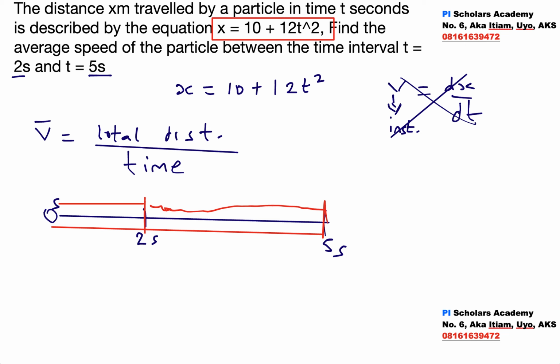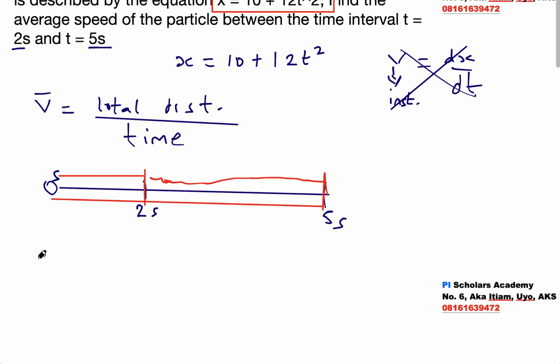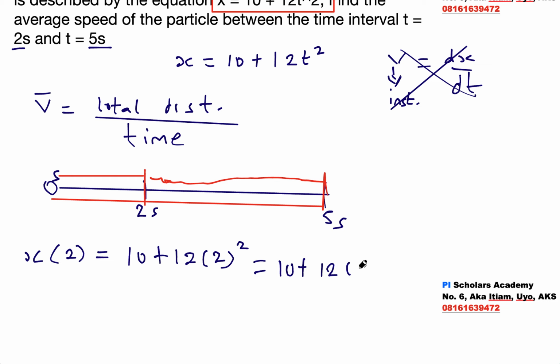The first thing you need to do is to find x at 2 seconds. So x of 2, according to the equation, we just substitute 2 into this equation. That will be 10 plus 12 multiplied by 2 raised to power 2, that is 10 plus 12 times 4. 12 times 4 is 48. 48 plus 10 is 58 meters. So it covered 58 meters after 2 seconds.